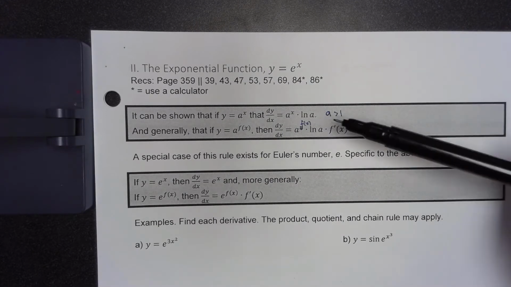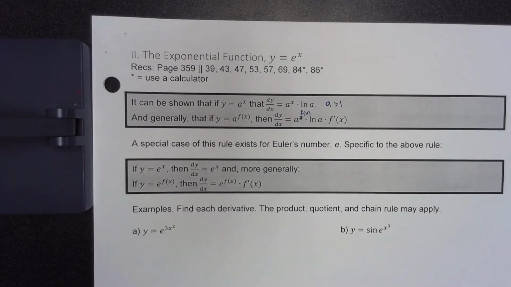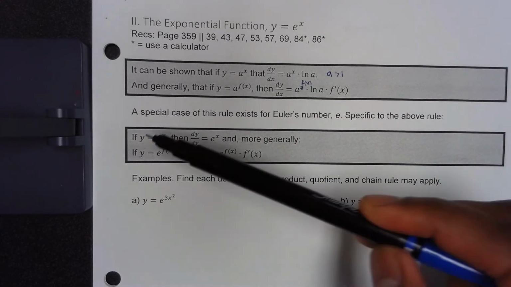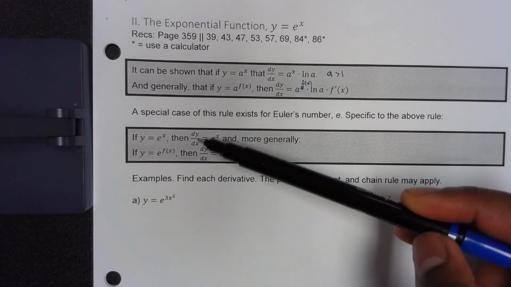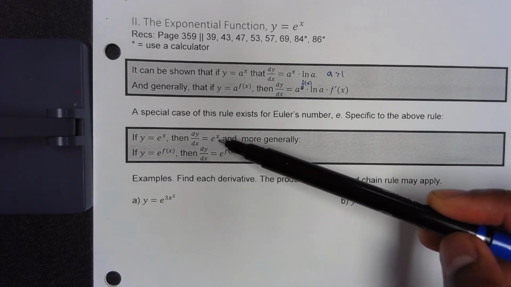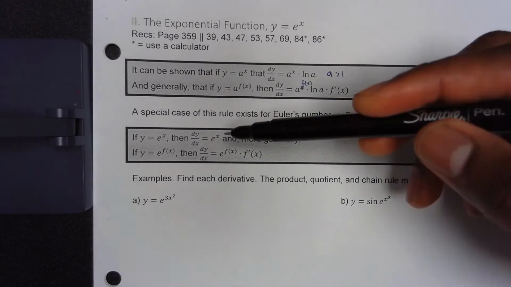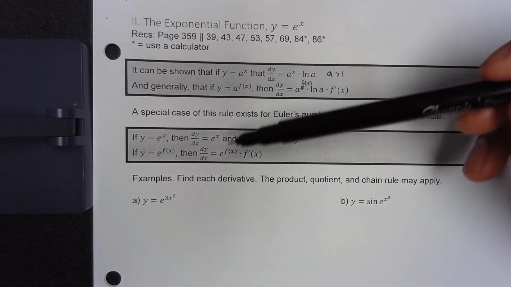We use this rule to establish a baseline for Euler's number. If we have y equals e to the x, then its derivative is itself. Now this makes sense if we think about what it means for something to grow exponentially: then the rate of change should also be exponential. That is indeed what happens with the exponential function.